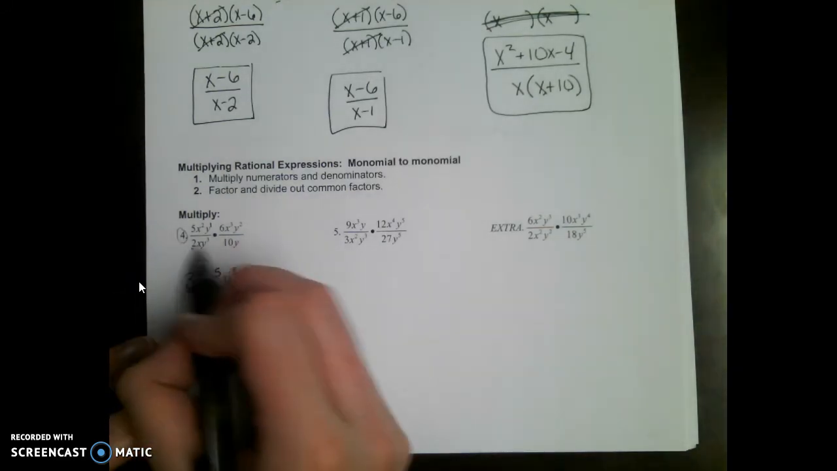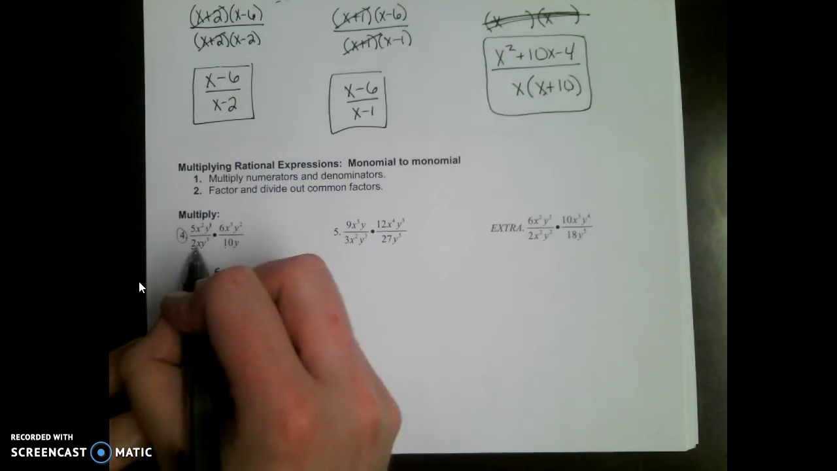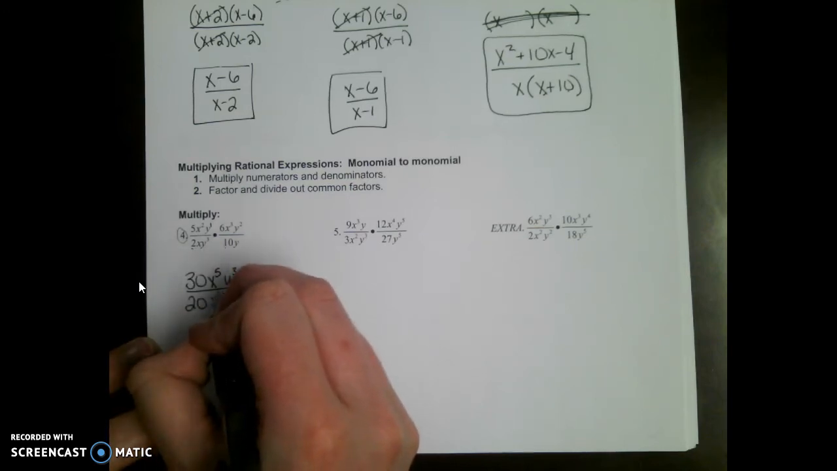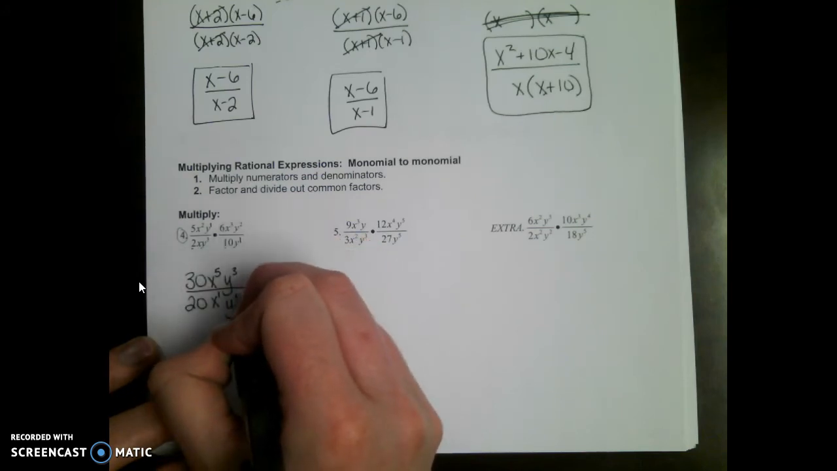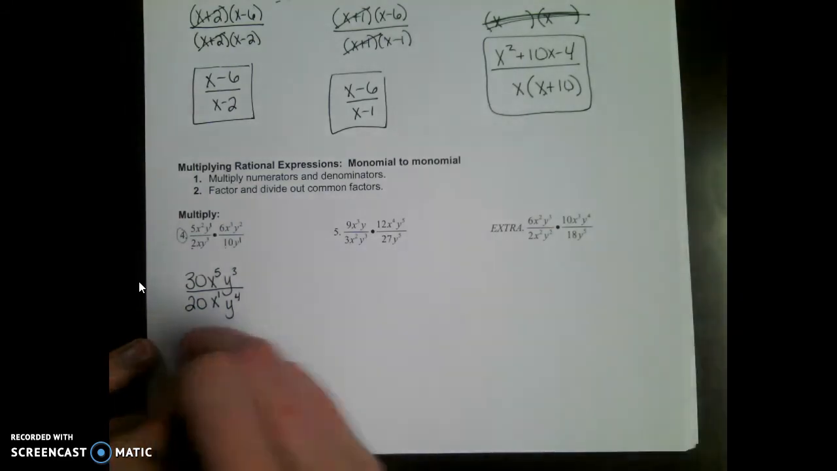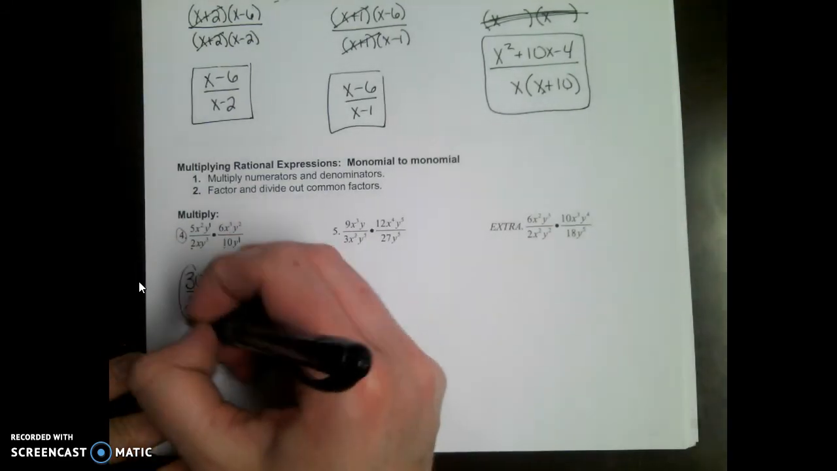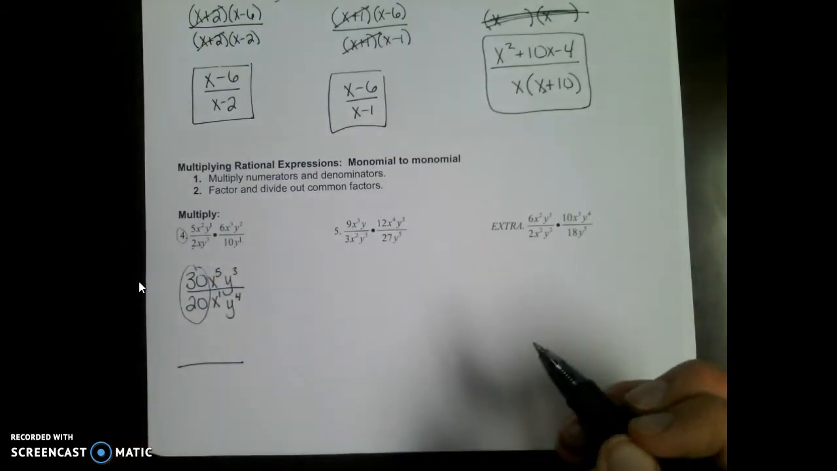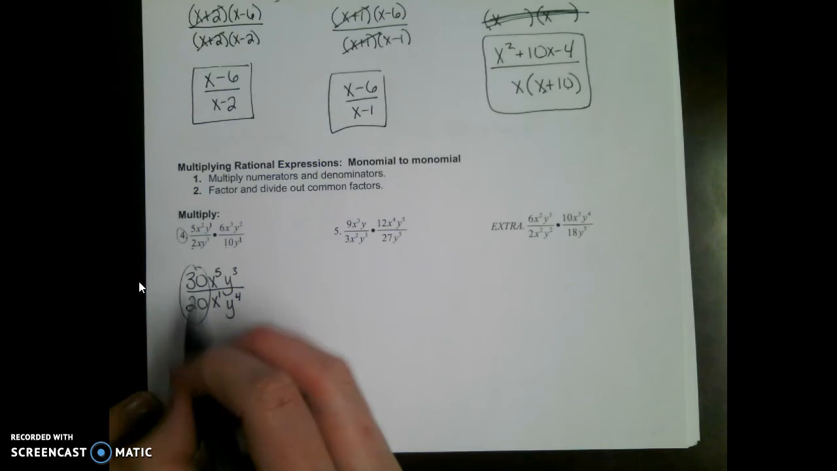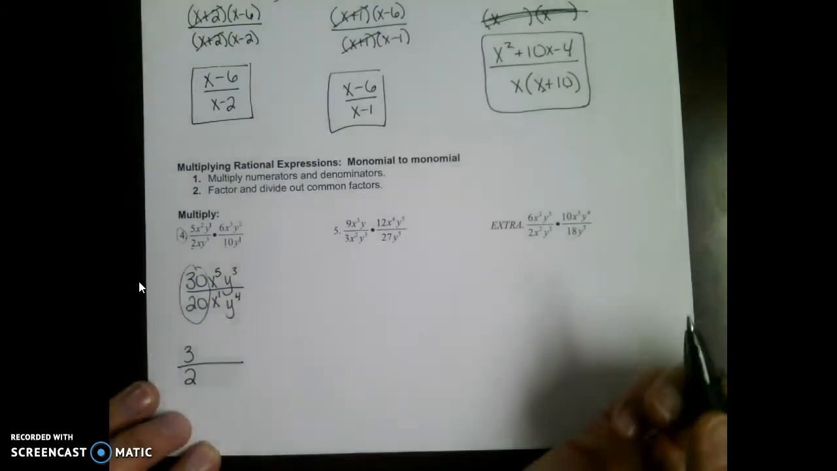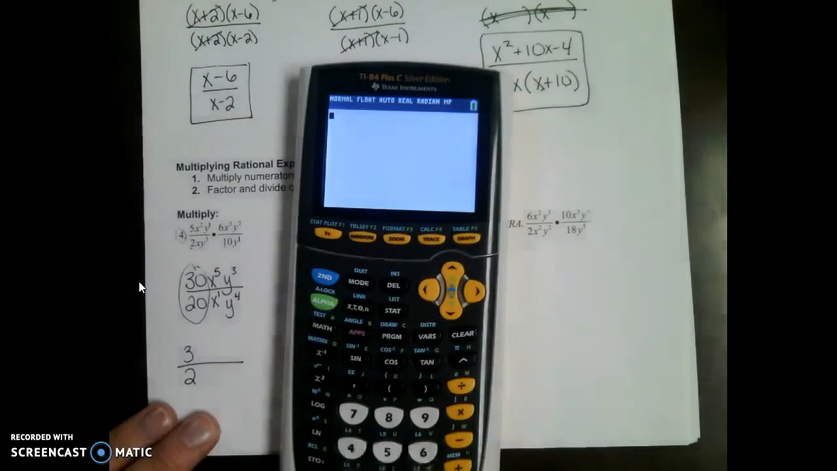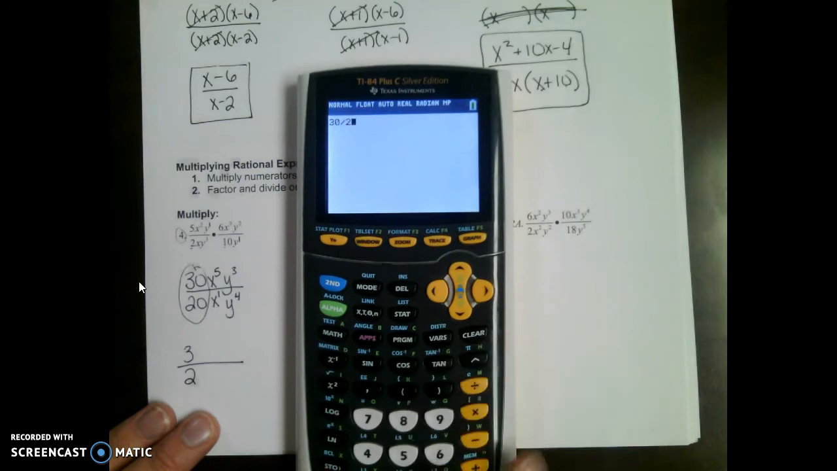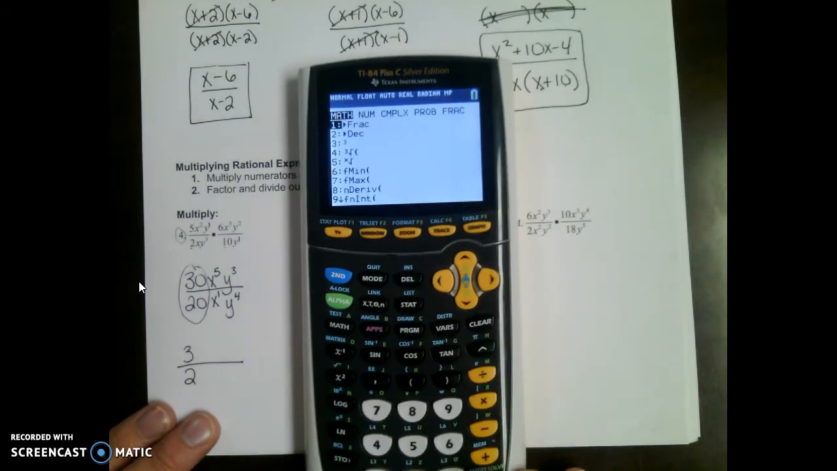On the bottom, 2 times 10 is 20. There's just an x, that'd be an x to the 1st. Y to the 3rd, and 1 more would be y to the 4th. Now let's simplify. 30 divided by 20, this is just a normal numerical fraction. You can divide both of those by 10 to give you 3 halves, or you can punch it into your calculator and let the calculator do the work for you. 30 divided by 20, math button, enter, enter, 3/2.